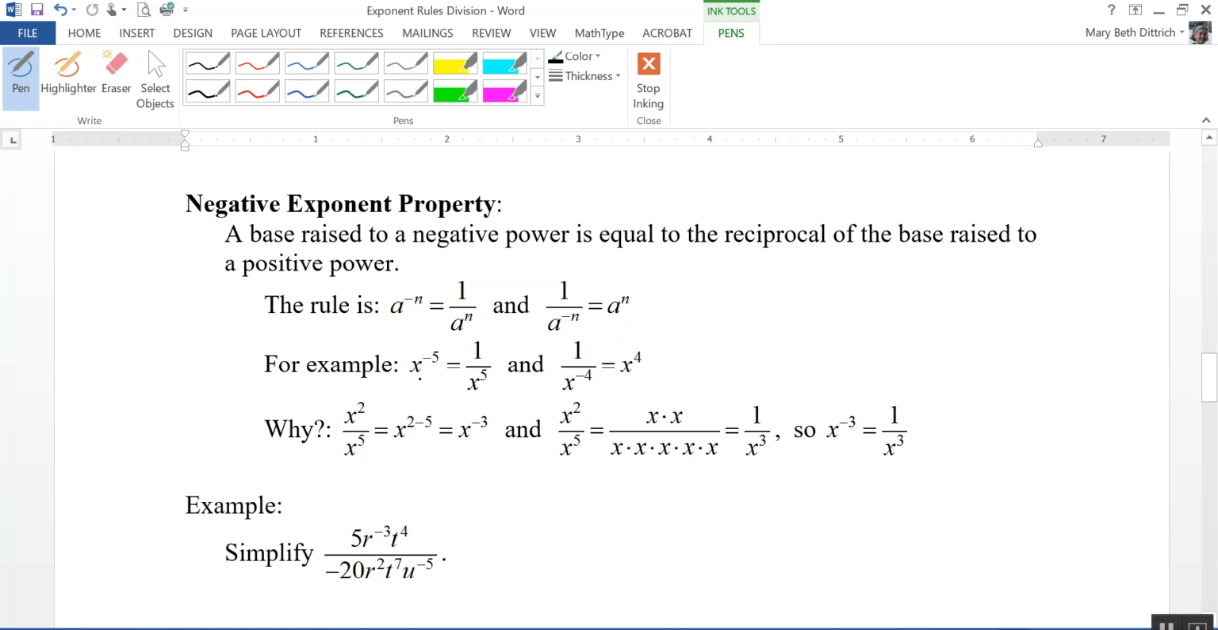So for example, x to the negative fifth is equal to 1 over x to the positive fifth, and 1 over x to the negative fourth is equal to x to the fourth.